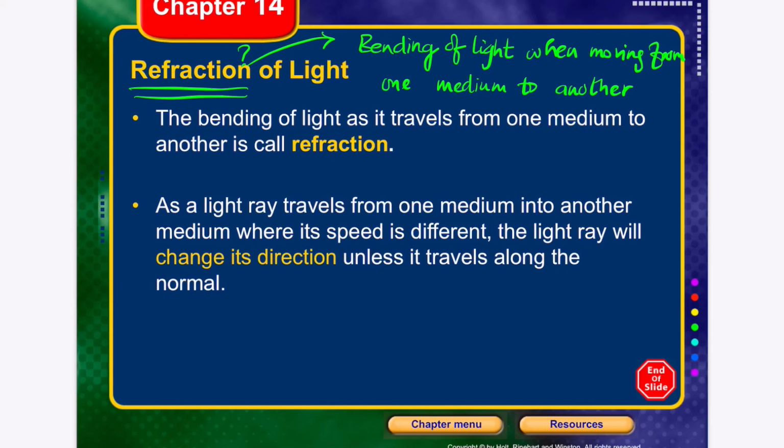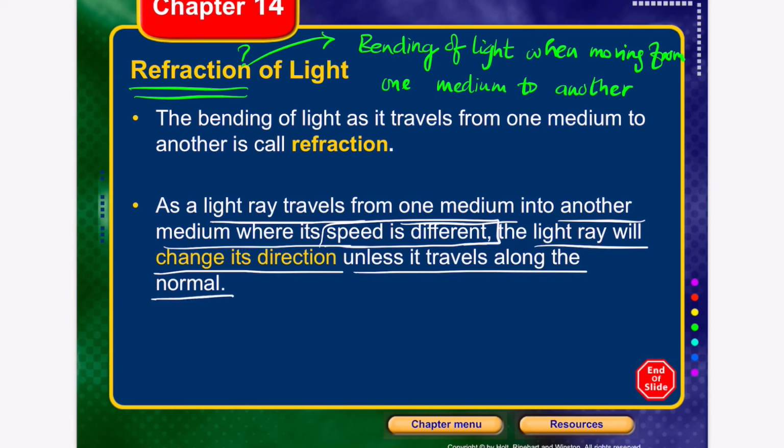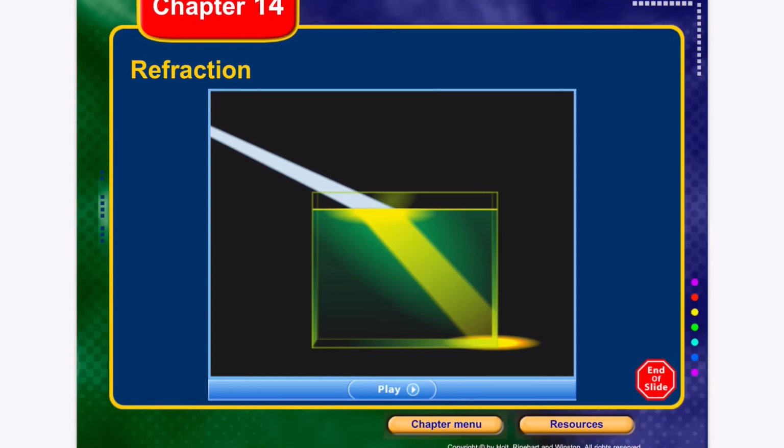So this phenomenon of refraction, why does it happen? Whenever a light ray travels from one medium into another medium, the only thing that happens is that it changes its speed. So the light ray will change its direction unless it travels along the normal. Remember that unless it travels along the normal, it always tries to change its direction. So how will it change its direction? This is an example of how light, when you pass it through water, will generally bend. Even though light is in this direction, it does not go straight, it actually bends a little.